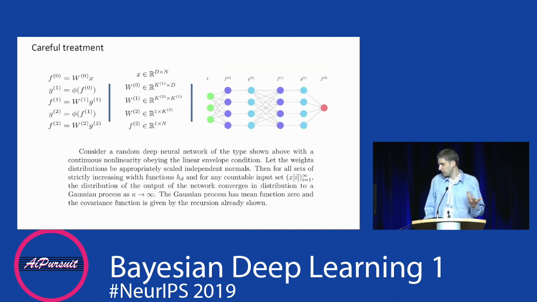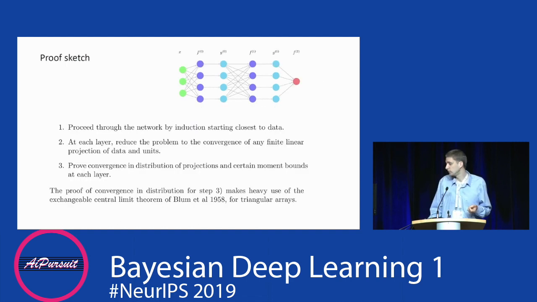Okay, so the formal statement of the theorem says that for all strictly increasing width functions and any countable input set, the distribution of the output of the network converges in distribution to a Gaussian process, and the covariance function is the one that I already showed you that was first discovered by Cho and Saul. We're going to sketch the proof.